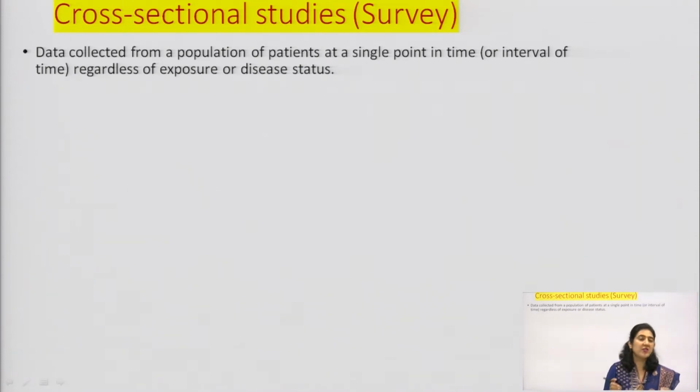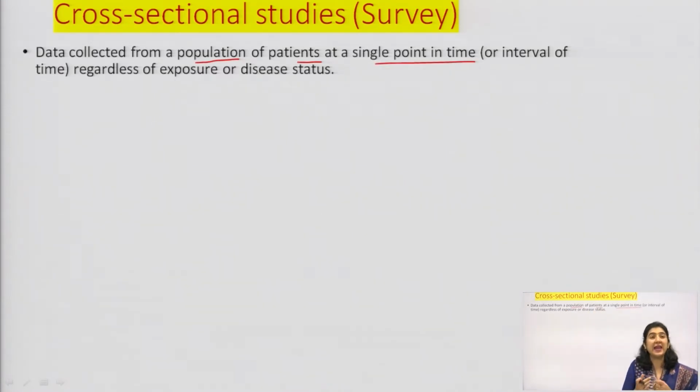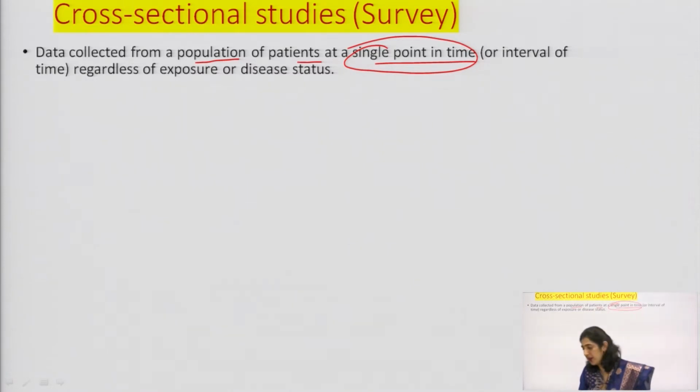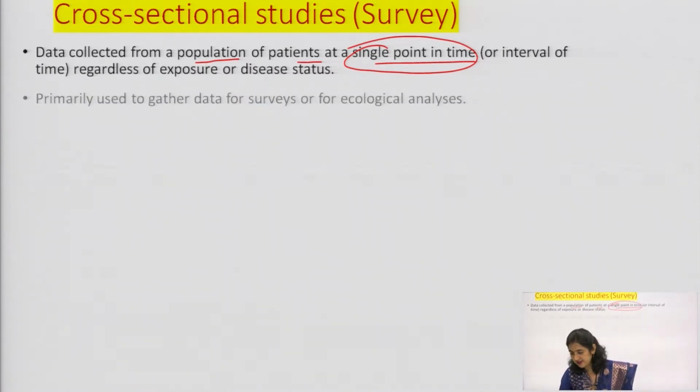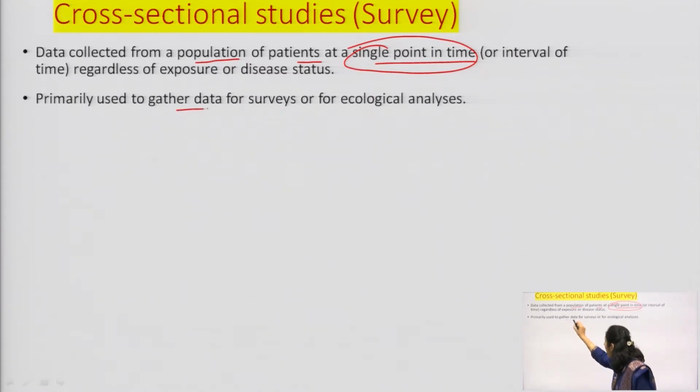A simple term for cross-sectional study is a survey. Like in a survey, we collect data, right. So, cross-sectional studies are those studies where the data is collected from a population of patients at a single point in time. That means not repeatedly, but in one go, or at an interval of time, maybe after 45 days, after 60 days, after 3 months, after 6 months. So, data is collected at a single point in time, regardless of exposure or disease status. It is primarily used to gather data for surveys or for ecological analysis.